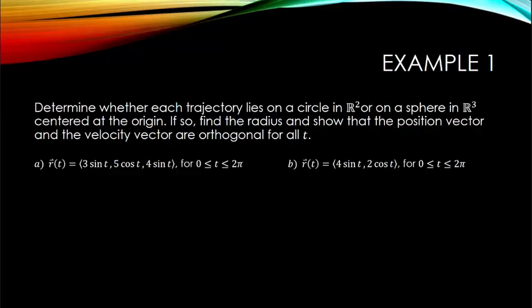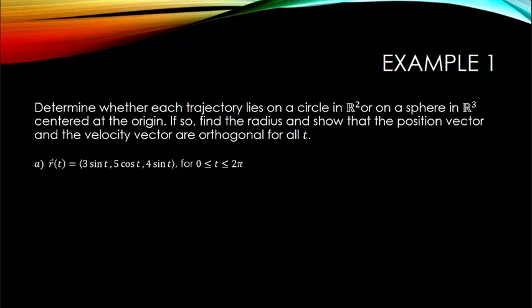I want to determine whether each trajectory lies on a circle in R2 or on a sphere in R3 centered at the origin. And if they do meet the criteria for one of these trajectories, I want to find the radius and show that the position vector and the velocity vector are orthogonal for all t. The first vector, r of t, is given by the components 3 sine t, 5 cosine t, 4 sine t, for the closed interval from 0 to 2 pi. The second vector, r of t, is given by the components 4 sine t, 2 cosine t, for the closed interval from 0 to 2 pi.